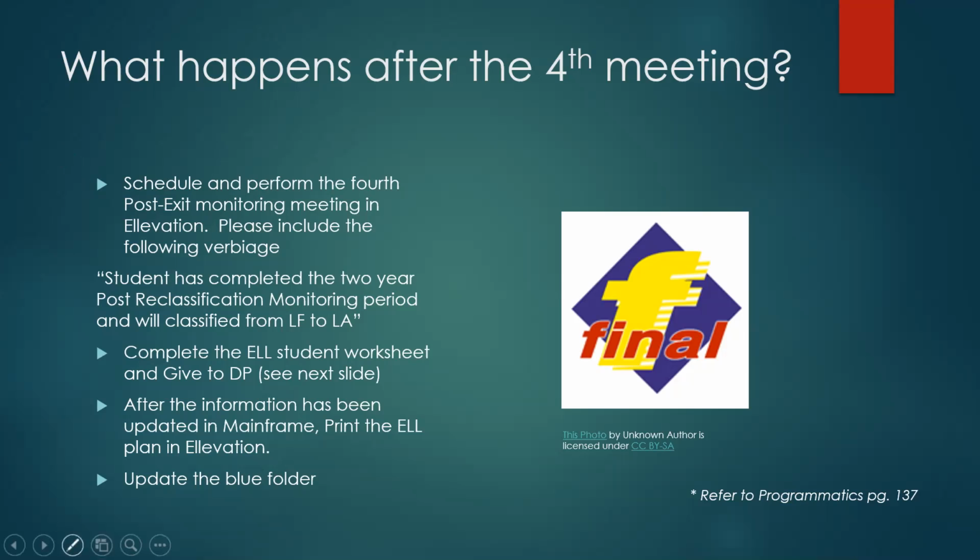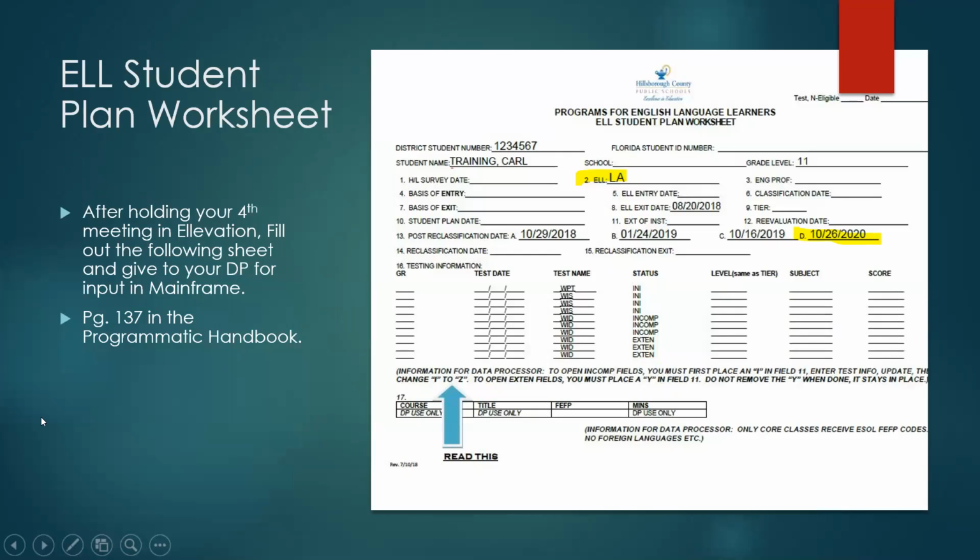So let's see how the EL student worksheet looks when it's filled out. For this, you're going to follow page 137 in the programmatic handbook, and the changes are highlighted for you in yellow. Data element 2 is going to be changed from LF to LA, and you're going to add the 4th reviewing date. Notice how we have all of the dates from the prior monitorings, and they coincide with the appropriate timings. When you get to the 4th monitoring, this is the only time when you print an EL plan.